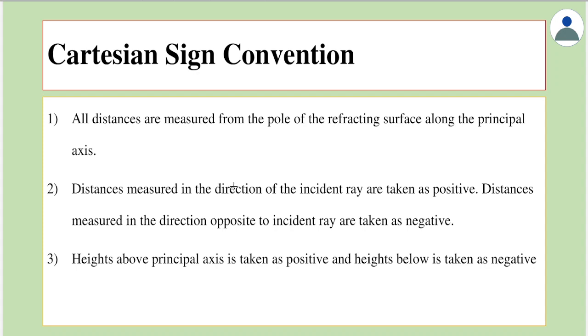Even here, we have sign convention. Recall that we had sign convention in the case of spherical mirrors also. The same conventions are used here also, except that in the case of mirrors, it was reflection, and here it is refraction. So, as seen in the case of spherical mirrors, the first sign convention is that the distances are measured from the pole of the refracting surface along the principal axis. So, the pole becomes a reference point.